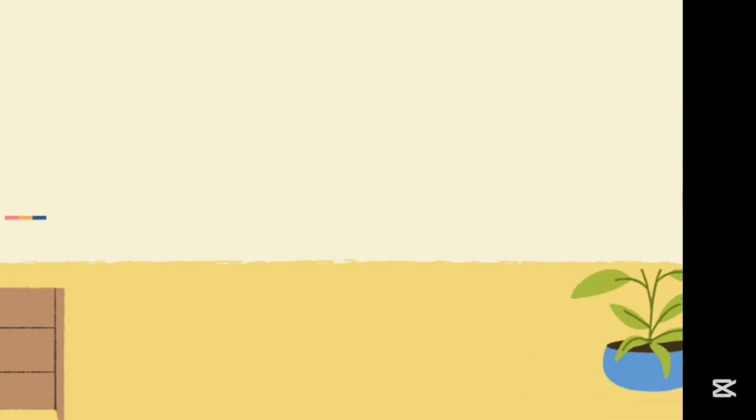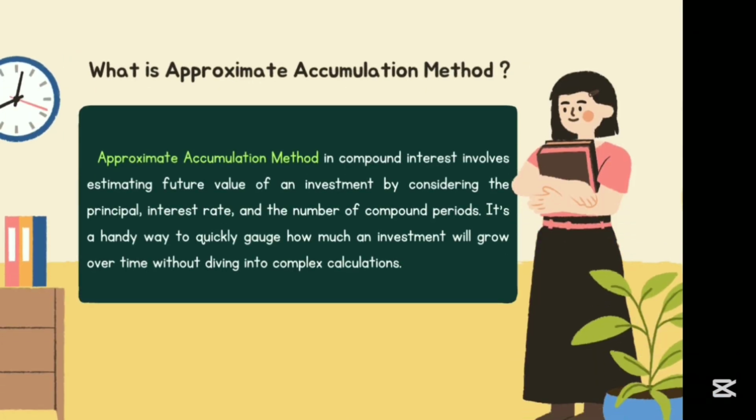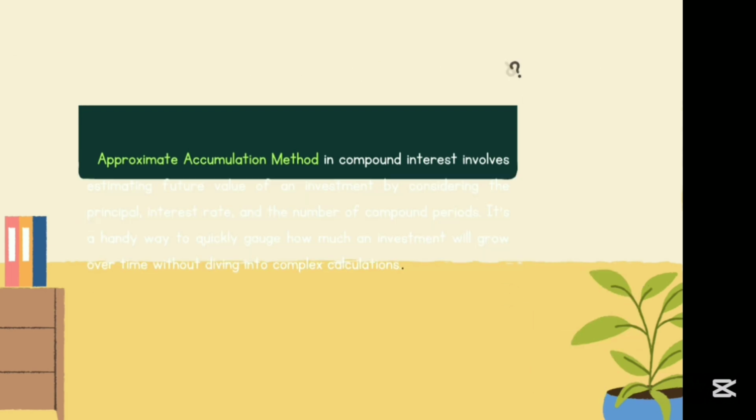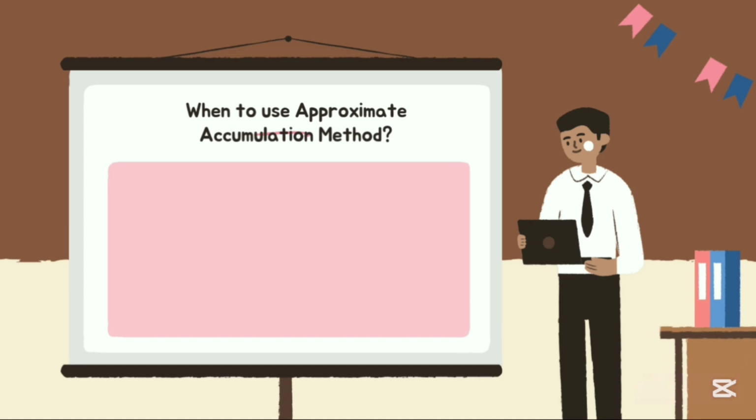What is approximate accumulation method? So approximate accumulation method in compound interest involves estimating future value of an investment by considering the principal, interest rate, and the number of compound periods. So it is a handy way to quickly gauge how much an investment will grow over time without diving into complex calculations.